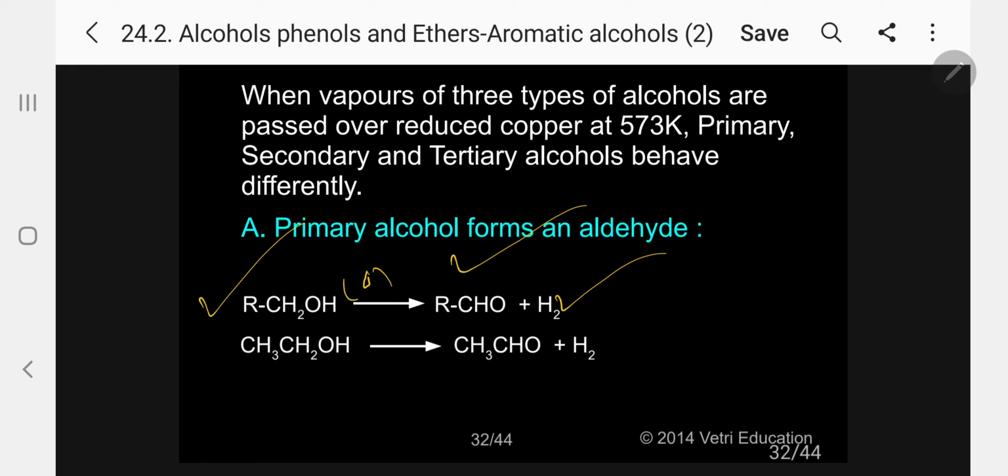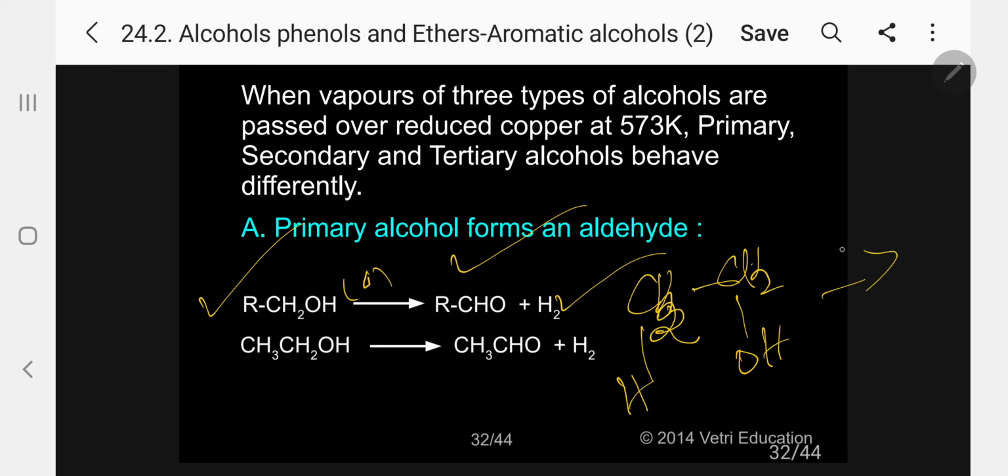So, kindly follow. What is happening here? Let me write so you can easily understand now. Kindly follow. I can write CH3CH2OH. This is ethyl alcohol.